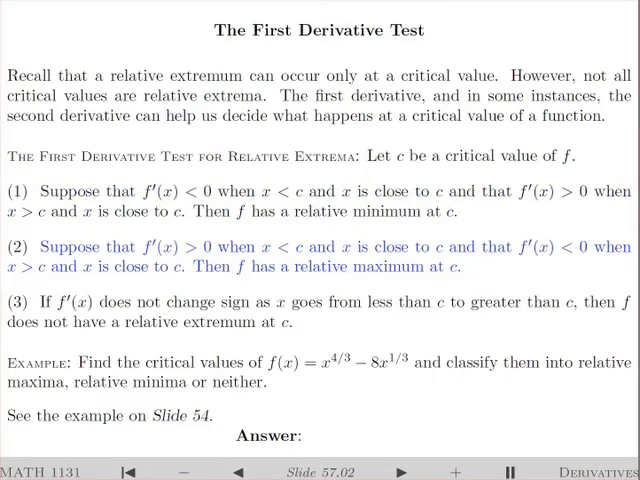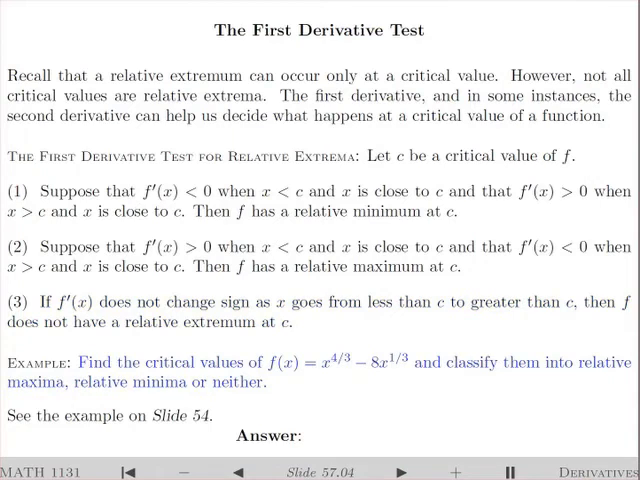That is to say, if as we cross c when we go from left to right, f prime goes from positive to negative, so f goes up to c and then goes down, then c is a relative maximum. If f prime does not change sign, so f is increasing on both sides or decreasing on both sides, then f does not have a relative extremum. So the way we use this test is that we do the sign chart for f prime, then look at the sign changes in f prime at critical values, and use this test to determine for each critical value if it's a relative maximum or relative minimum or neither.